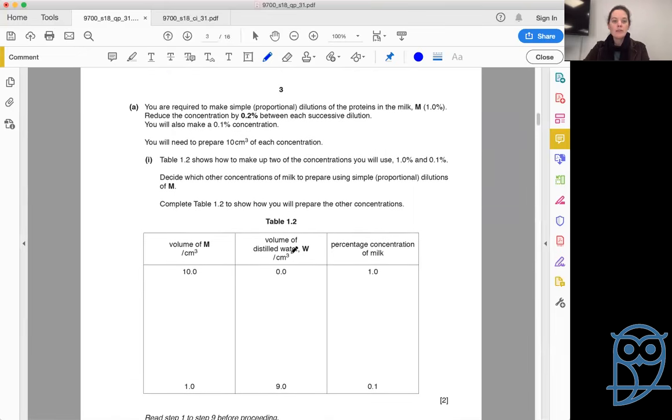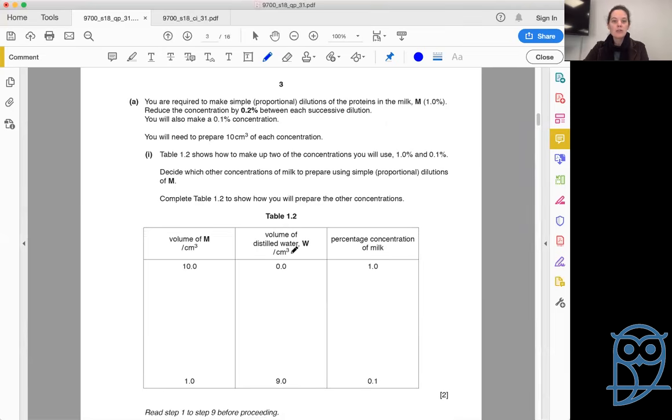You are required to make simple proportional dilutions of the proteins in the milk M, 1%. Reduce the concentration by 0.2% between each successive dilution. You will also make a 0.1% concentration, and you'll need to prepare 10 centimeters cubed of each concentration. So the table shows how you're going to do 1% and 0.1%. Decide which other concentrations of milk to prepare using simple dilutions of M. Complete table 1.2 to show you how you're going to prepare the other concentrations.